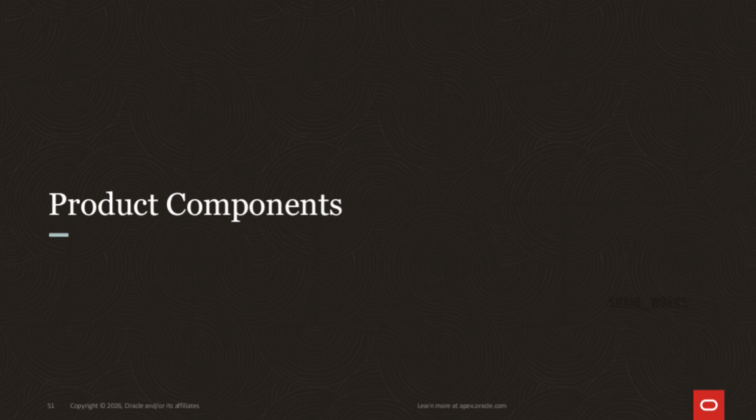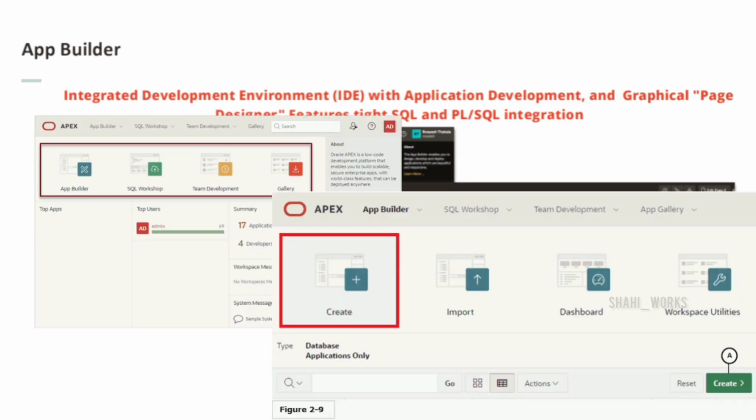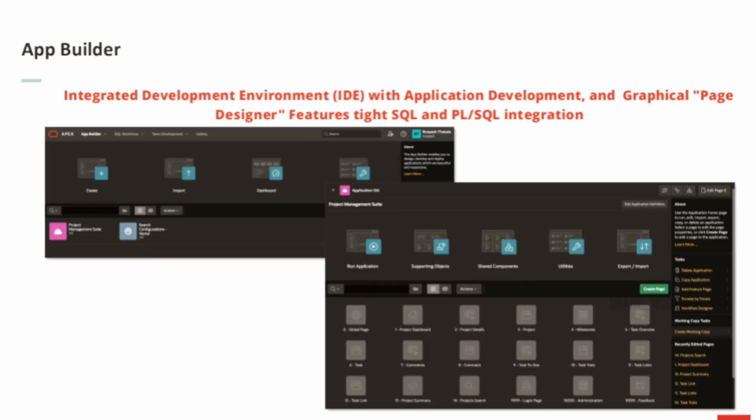Next, moving to the product components. The product components include the app builder. As soon as you sign into your workspace, the very first page you will be getting is your app builder. App builder is nothing but an IDE, that is an integrated development environment, and it is also a graphical page designer. So this is how the app builder looks like.